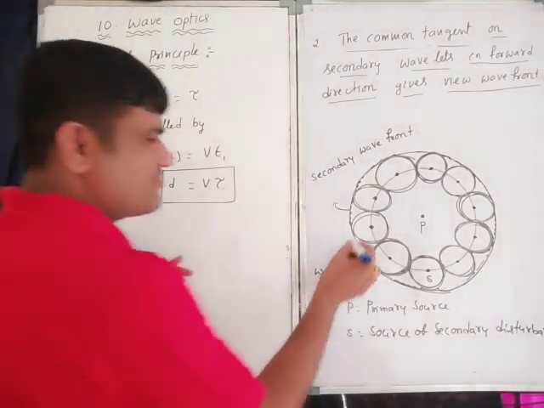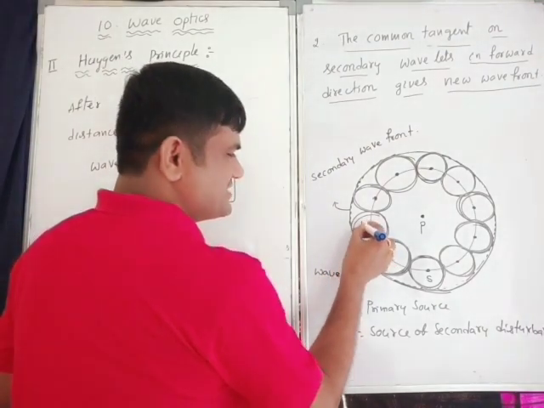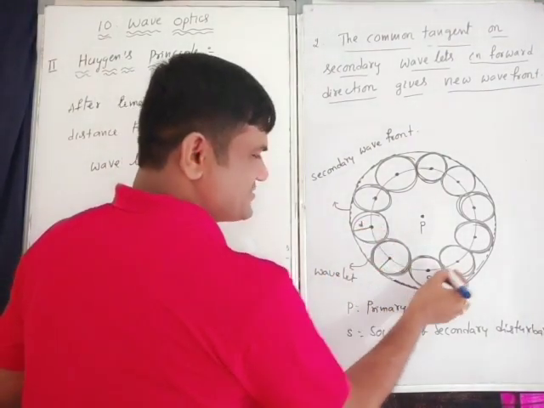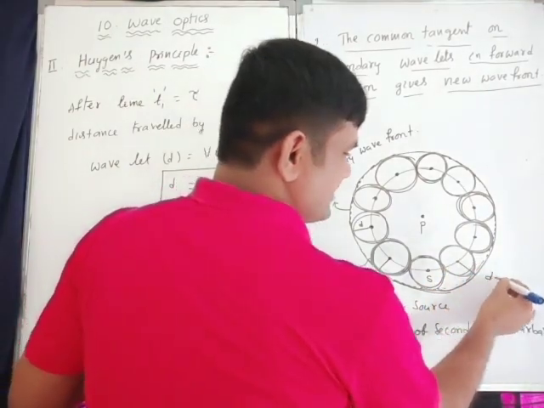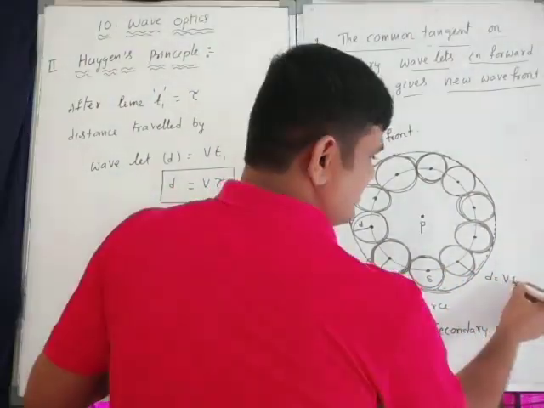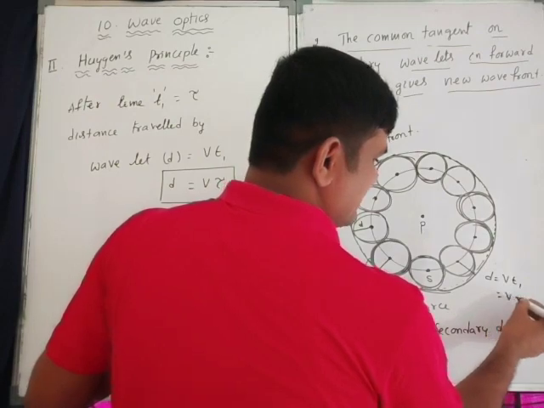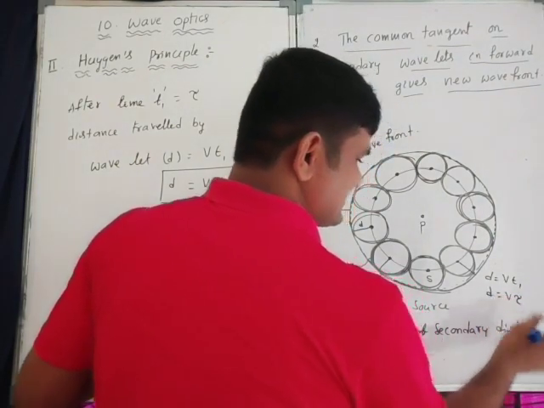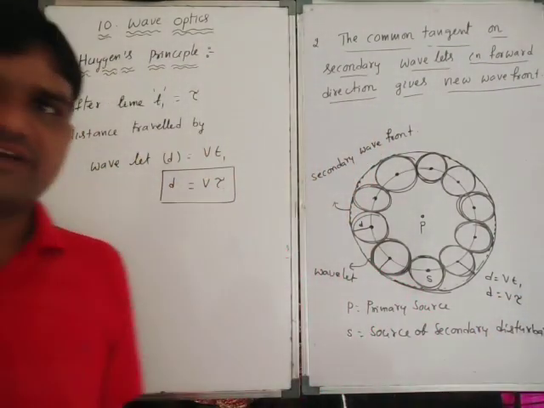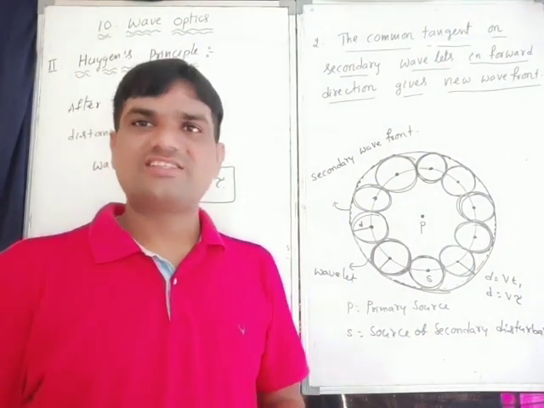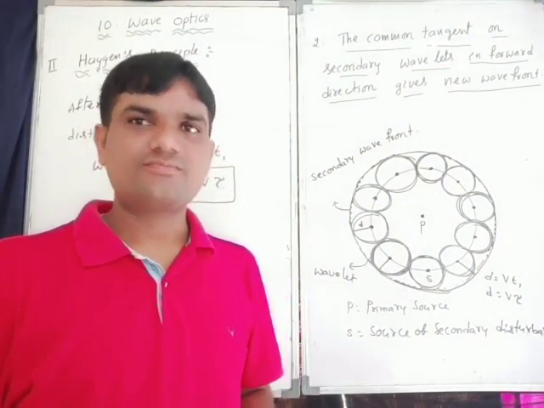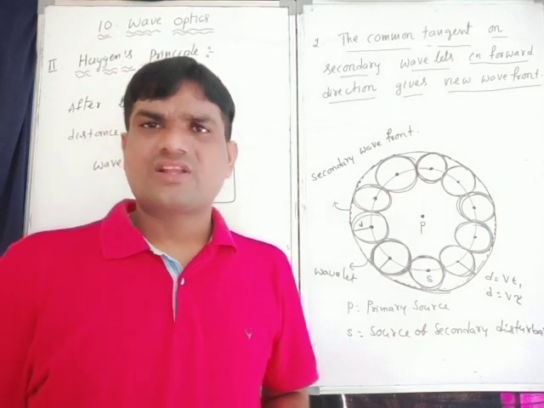So the distance from here to here is d. So d is equal to, after time t1, which I took there only. So this is Huygens' principle. A very important principle. That's it. Did you understand?